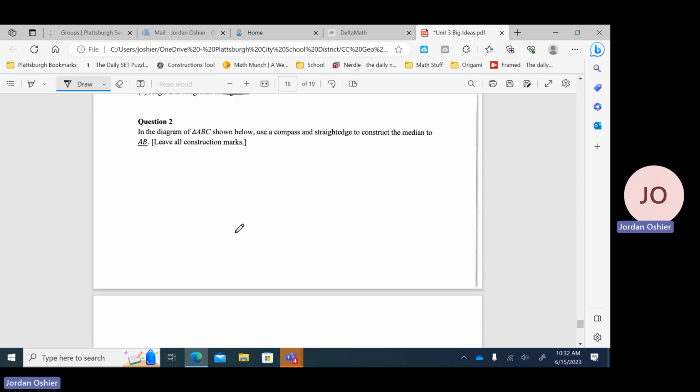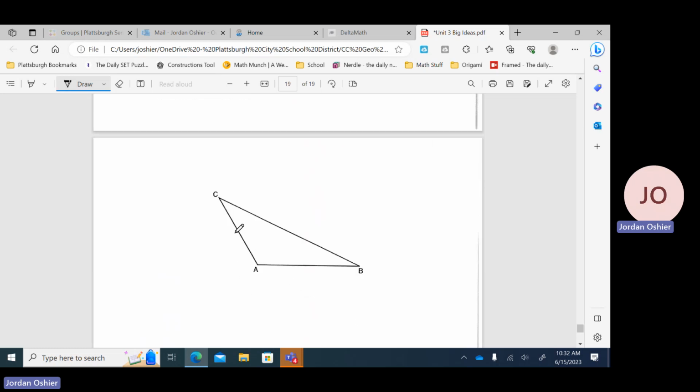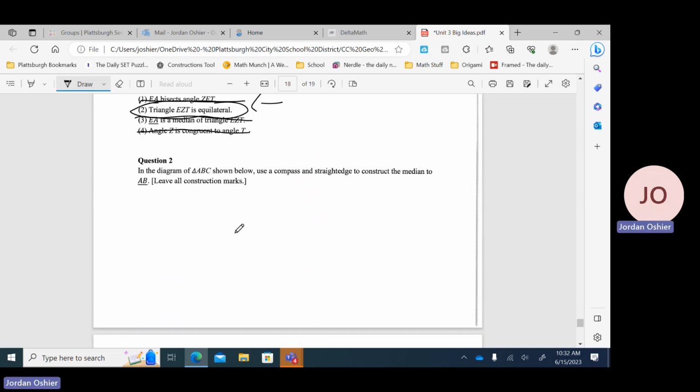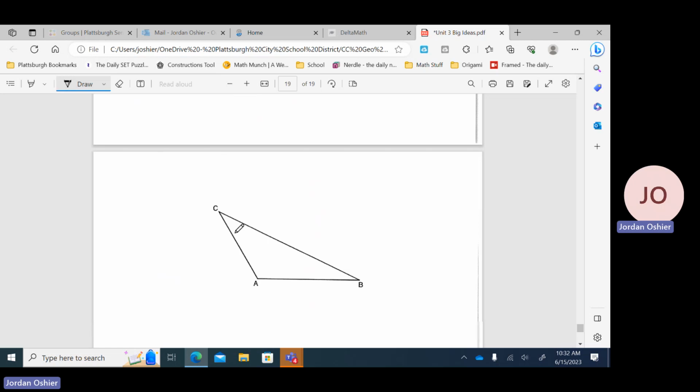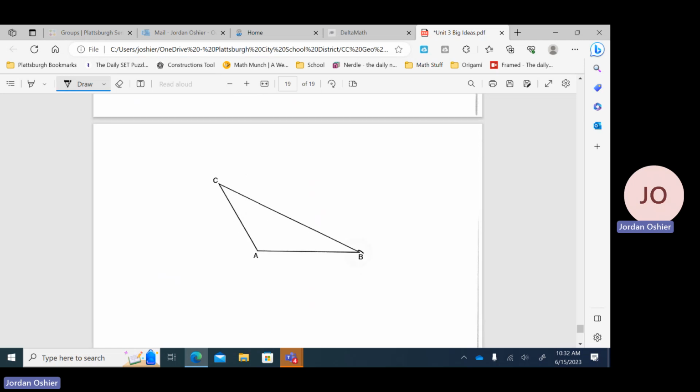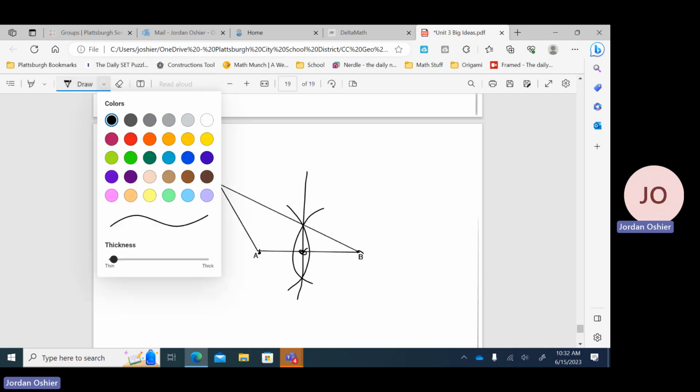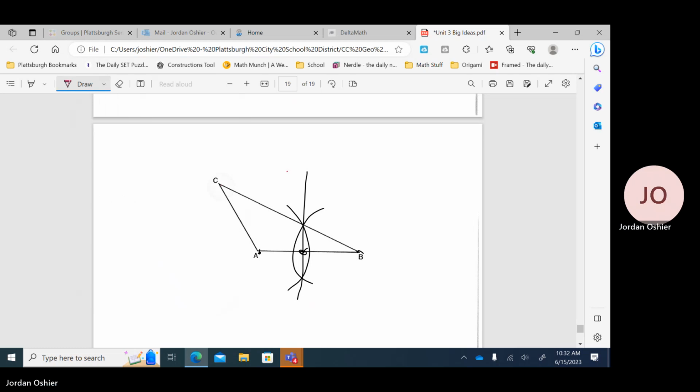Next one, we are constructing a median from AB. Okay, so I need to find the middle of AB. So compass point, pencil point, more than halfway arc. Compass point, same more than halfway arc. That has found the midpoint. The median means that you now have to connect from the opposite angle to there. And of course, this should all be done with a compass and a straight edge. That purple line, or whatever color that is, that's the median.